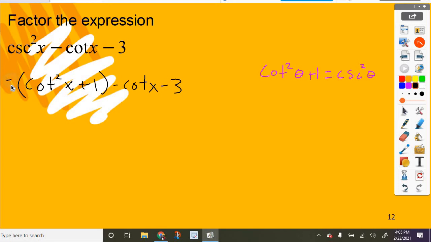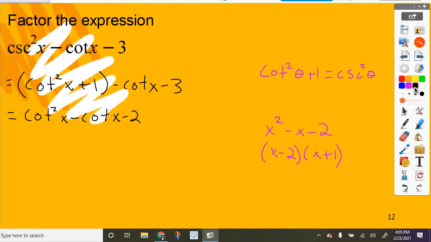Then I just need to combine. So I still have a cotangent squared of x minus cotangent of x, but I have a plus 1 and a minus 3, so that's going to become minus 2. Again, now that they're all the same, I can look at x squared minus x minus 2. So I'm looking at what two numbers multiply together to give me negative 2 and add together to give me a negative 1. Well, that's going to be a negative 2 and a positive 1.